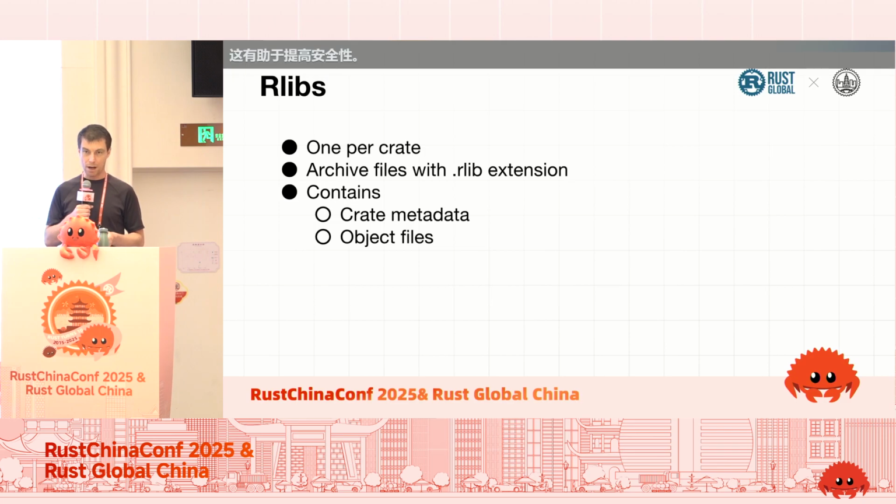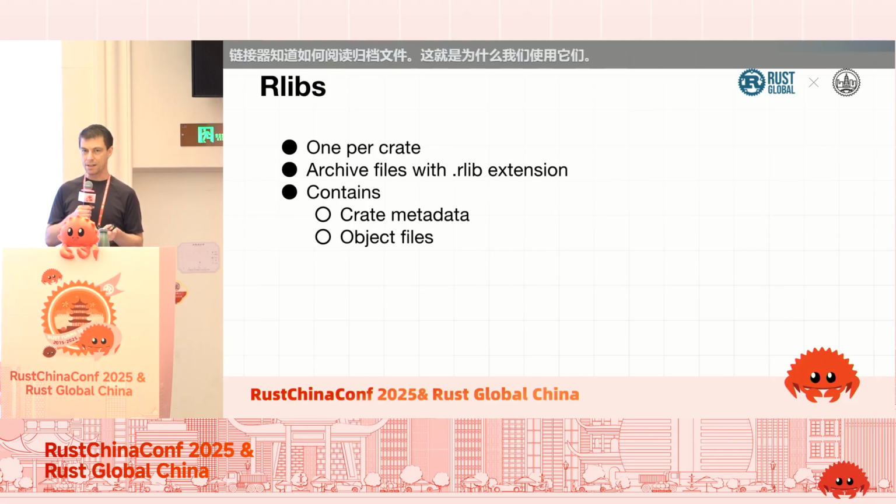When the Rust compiler runs, each of your dependencies will get compiled to an rlib. An rlib is an archive file with a .rlib extension. Archive files are a container format, so a bit like a zip file, but without compression. And importantly, the linker knows how to read archive files, so that's why we use them.